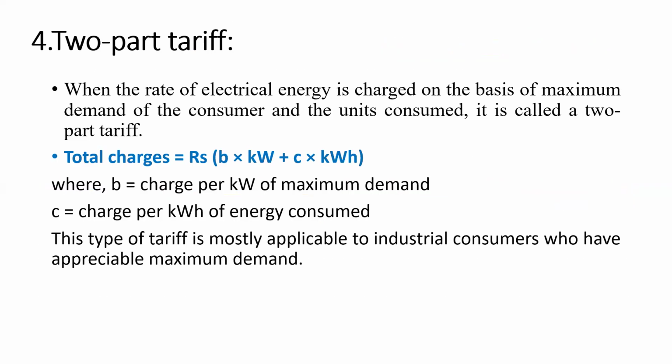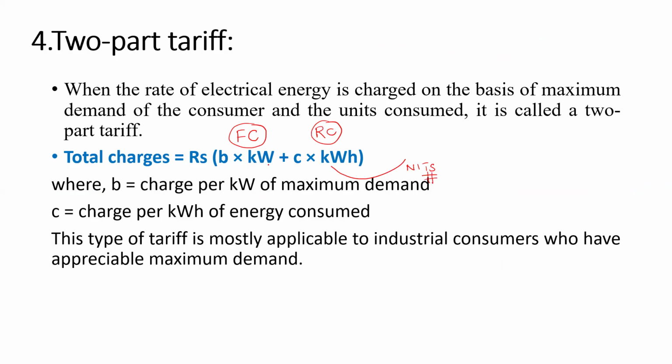Another one is two-part tariff. What is meant by two-part tariff here is that the total charges can be segregated into two things. This one is nothing but fixed charges, b into kilowatt, whereas this one is running charges. What is kilowatt hour? It is nothing but how many units you consume. That is indicated by kilowatt hour. Some constant b into kilowatt.